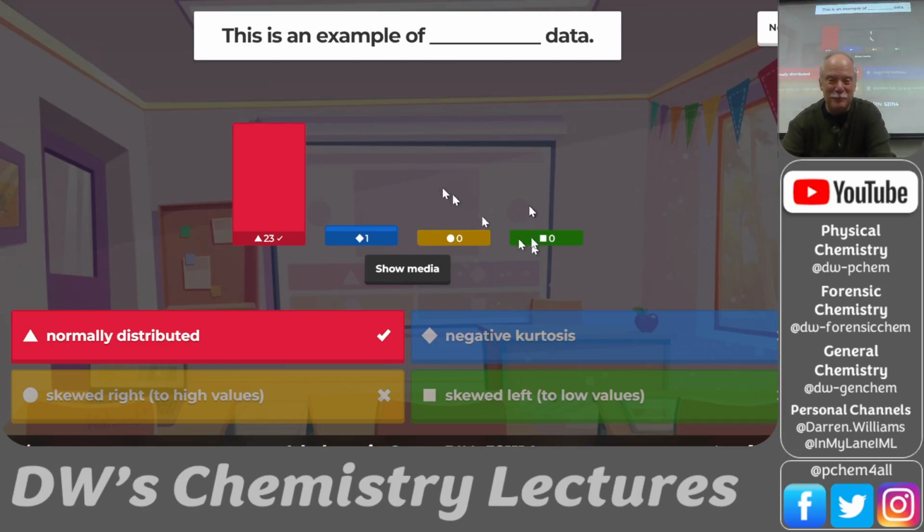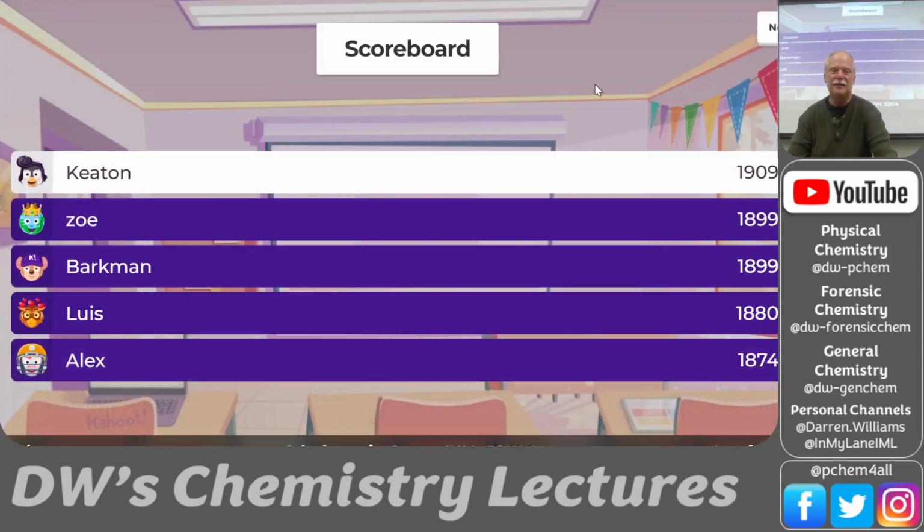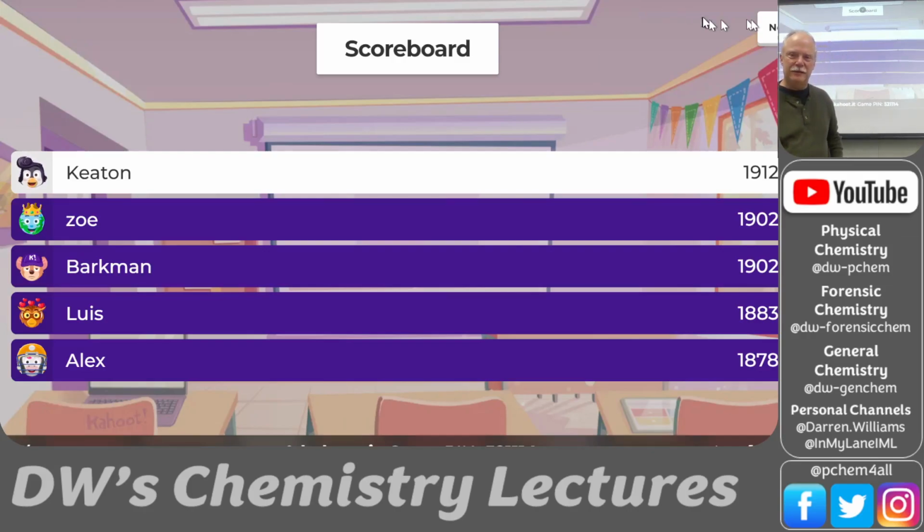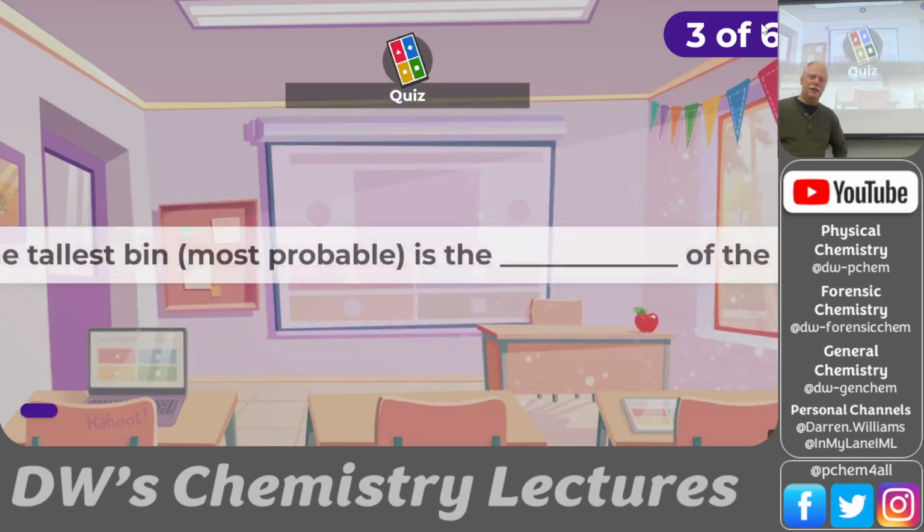I'll take a picture if it's perfect, but so this is normally distributed data. It's so symmetric, so that's in, yeah. Maybe they thought it was a little too peaked. Okay. Thought I was being tricky.